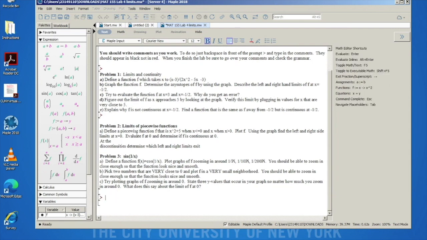The first thing that you need to make sure that you do when you are on Maple is to make sure that you are using math mode. Right now, I am on text mode. Text mode is, as the name suggests, just for writing. I need to be on math mode if I want to actually write equations and so on. So part A of problem 1 asks me to define a function f which takes x to the rational expression given. So that will be on Maple.